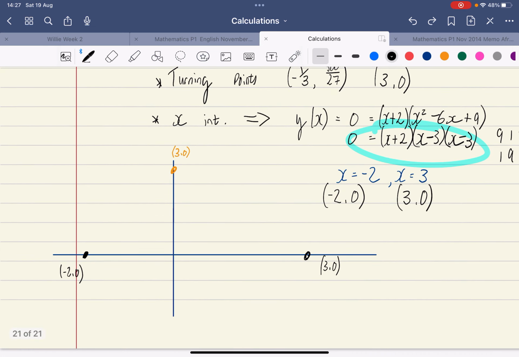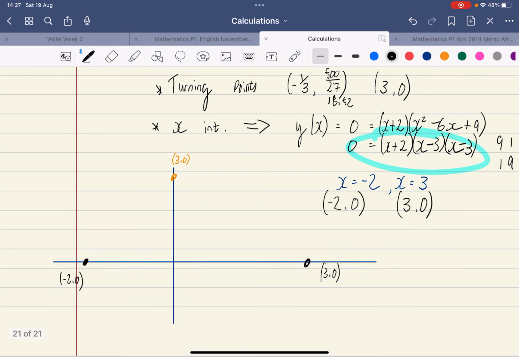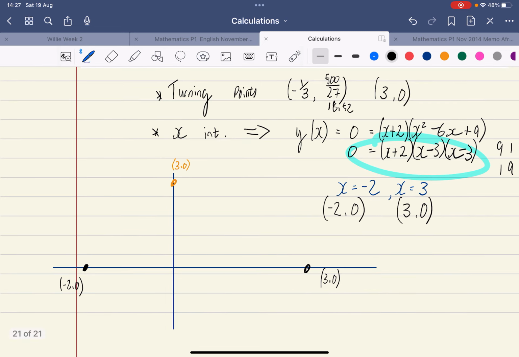Okay, but 500 over 27 is about 18.52. Okay, so now let's write that, a third. Let's just put him somewhere over here. That'll be there. So that's minus a third, 18.52. So that's our one turning point we determined earlier.